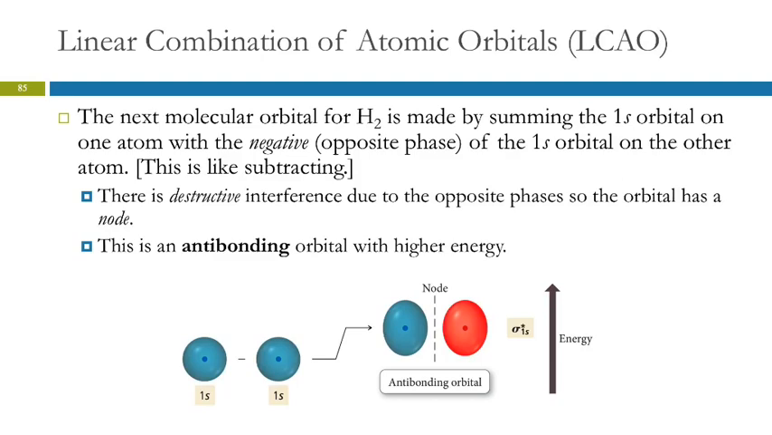This is an anti-bonding orbital. It not only does not promote bonding, it fights against bonding because it takes the electron density away from between the two atoms. You think of this as destructive interference, so the waves are interacting in a destructive way. This orbital is higher in energy. It's still spherical if you look end on, so it's a sigma orbital. It's made from the 1s orbitals, and we put a star here because it's anti-bonding.